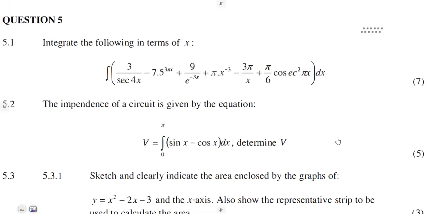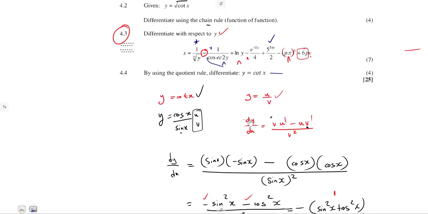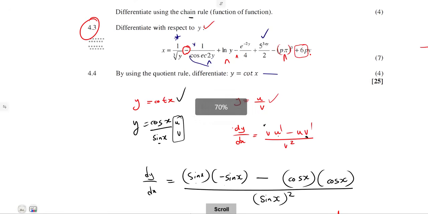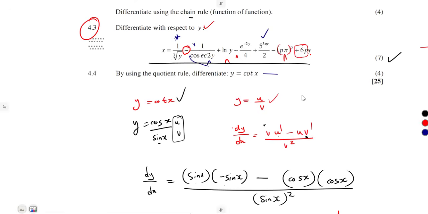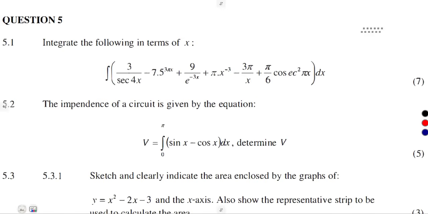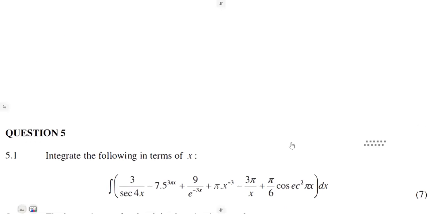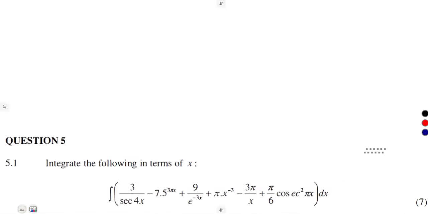On question 5, integration, just like what we saw on question 4, there was a question on derivatives, which was for 7 marks, differentiating each term. It is the same even here for integration. They want you to integrate each term, 5.1. So have your terms in simplest form, then you can integrate. So I'm just going to write the answer, guys.